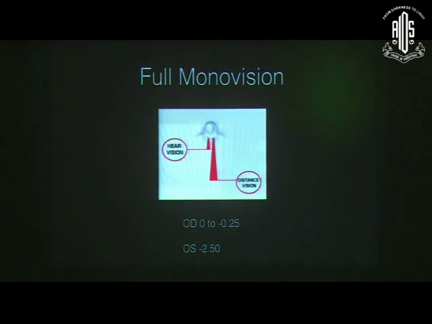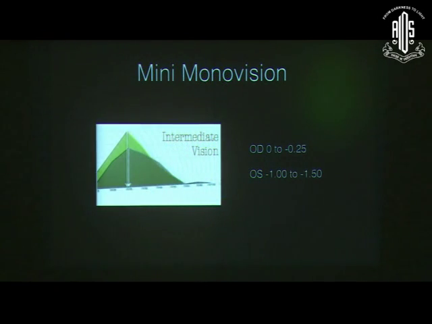So the second type of monovision is called mini monovision. Mini monovision is basically a reduction in the amount of difference between the two eyes, the intraocular difference. So you have one eye that is corrected for distance and typically the second eye is corrected for intermediate and not for near. The advantage here is that there is less change in the size of the objects and there is better binocularity in this kind of scenario.